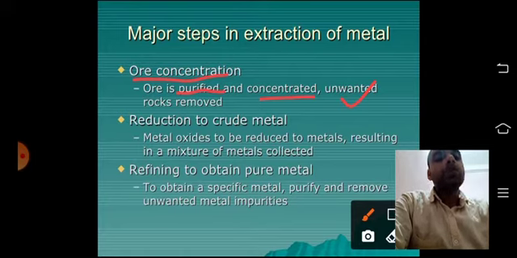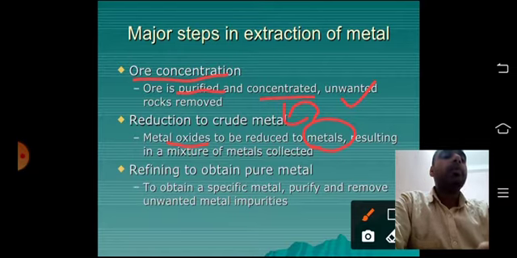Suppose you have purified the ore. Now your ore contains some oxide, and you have to reduce that oxide into the metal. But that metal is not the pure metal, it is a crude metal. So you have to remove the impurities, if still present in the crude metal. And for that it will go to the next step.